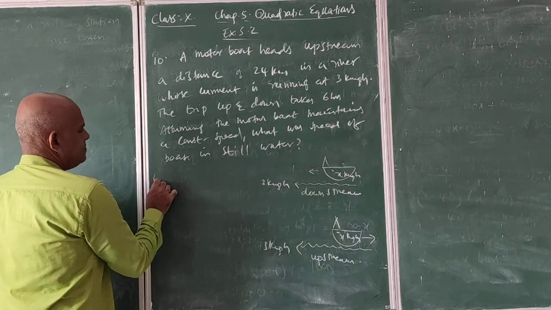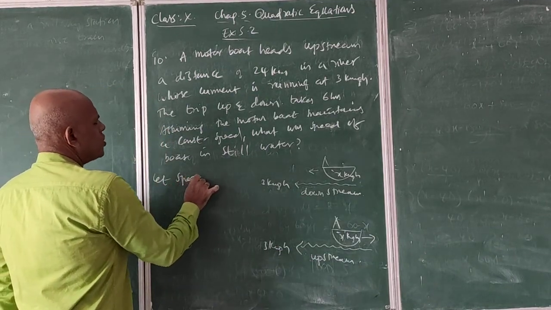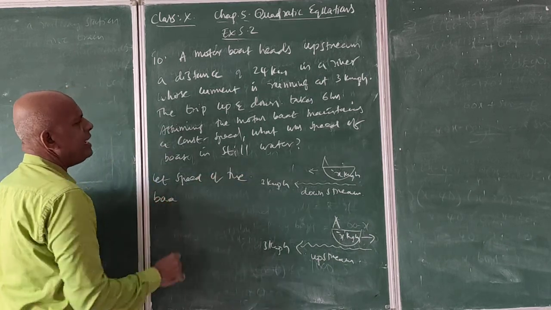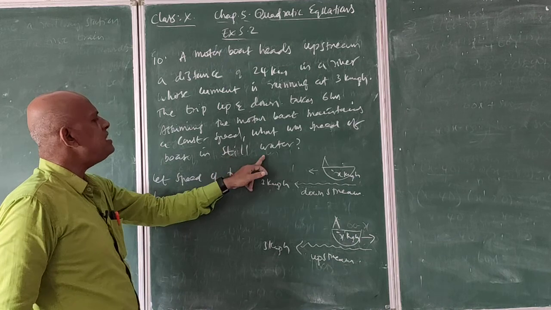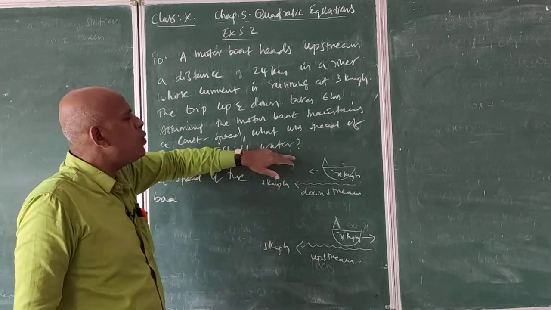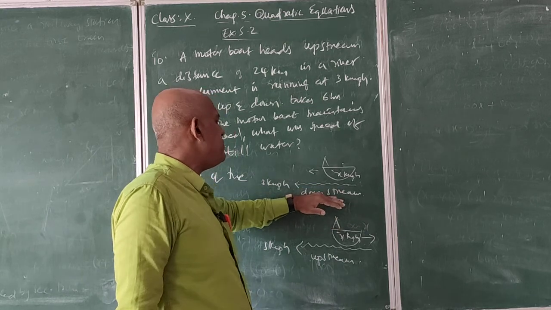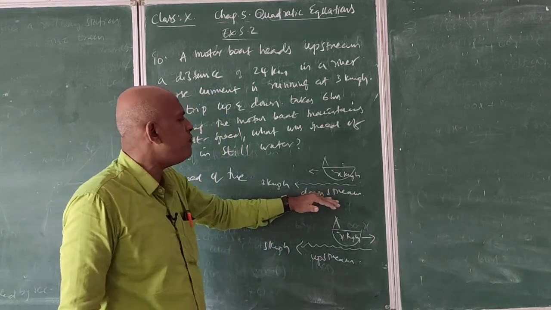Here let speed of the boat be x, and only you have to find here what was the speed of the boat in still water. In still water means what? Only speed of the boat. Still water means in the water, not here, only speed of the boat without any force of the flow of water.